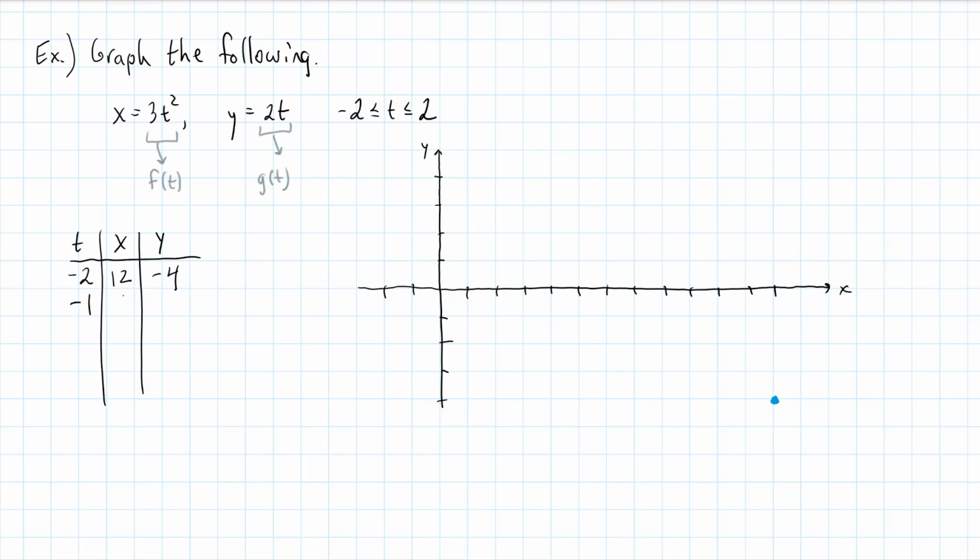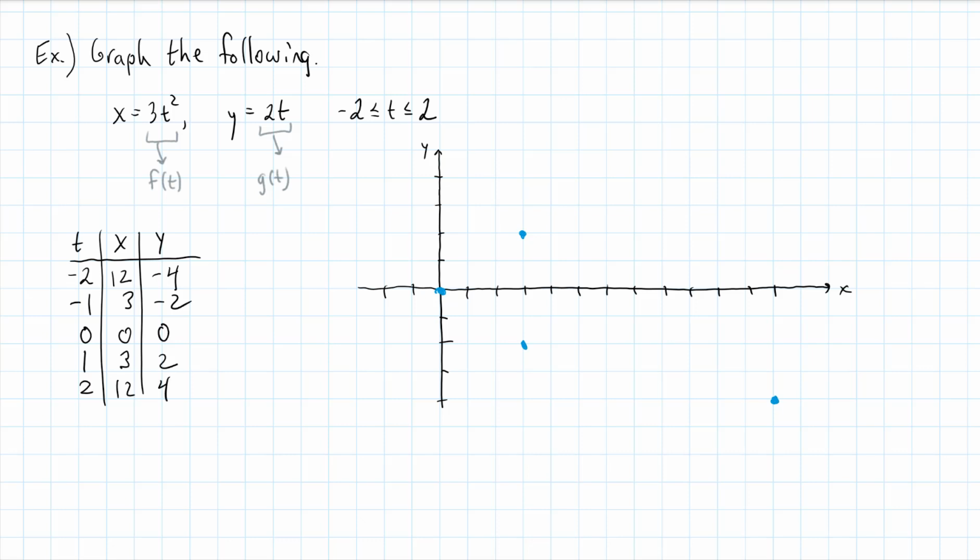-1 would be 3, -2. And then if I plug in 0, I get 0, 0, the origin. Then if I plug in 1, I'm going to get 3, 2. Ooh, I got some symmetry going on. So I have some symmetry about the x-axis, it appears. And then if I plug in 2, I get 12, 4.